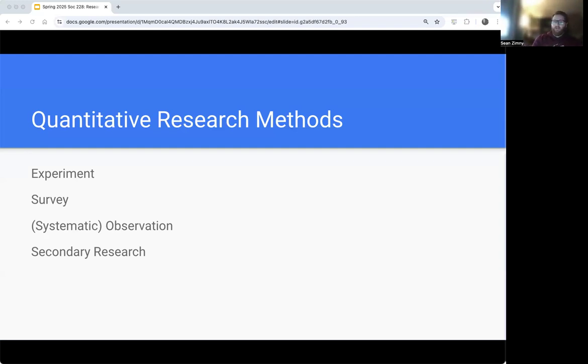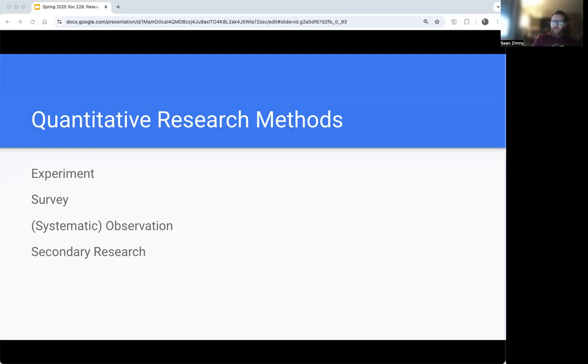2, survey. So how to distribute questionnaires or conduct survey interviews to gather data from a target group. Maybe you're surveying first-year international students using rating scales to understand their experiences with things like culture shock or educational attainment. Surveys are one of the most widely used methods in quantitative research. We're going to talk about surveys a lot, and you're actually going to do a survey construction assignment in this course.